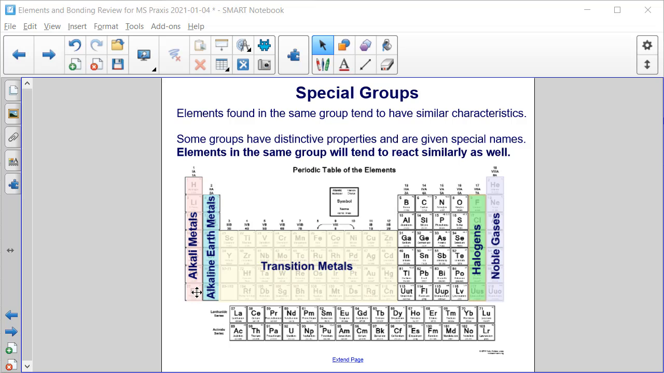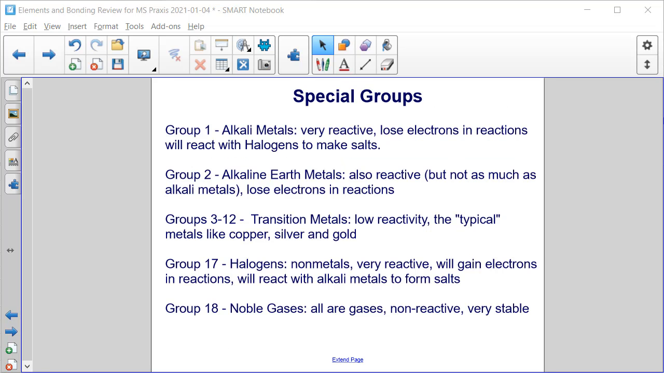Next to them, also quite reactive, but a little bit less so, are the alkaline earth metals. In the middle of the periodic table, this big block of metals are known as the transition metals. And then all the way to the right side in the nonmetal category, we have the noble gases. And right next to that, starting with fluorine, these are the halogens in group 17. A few more details on these special groups.